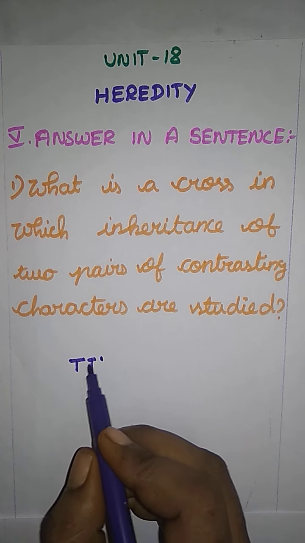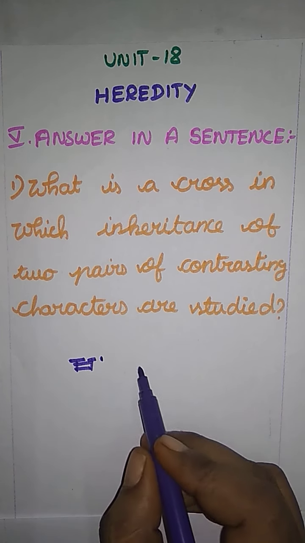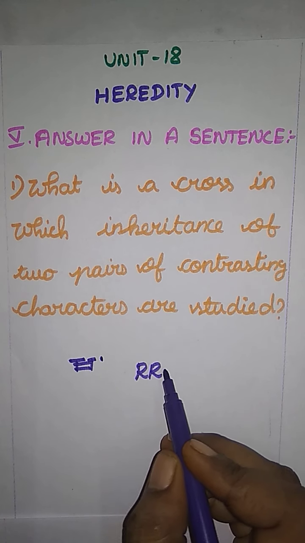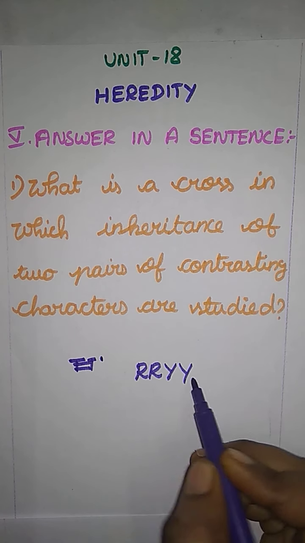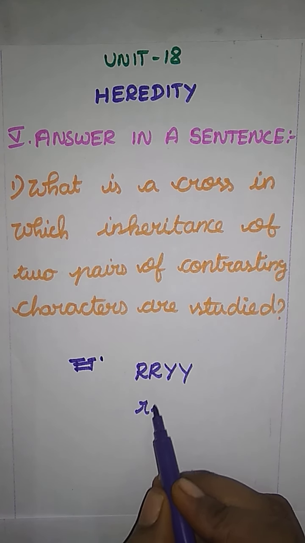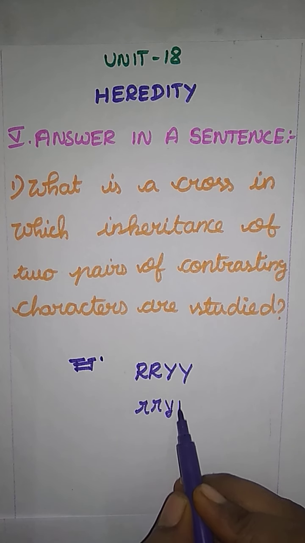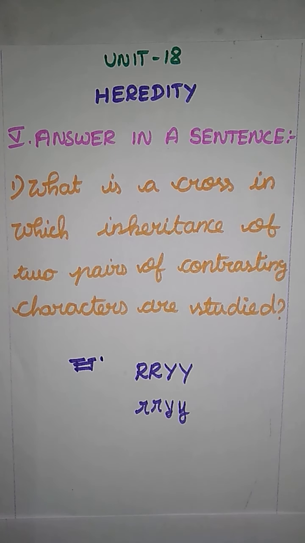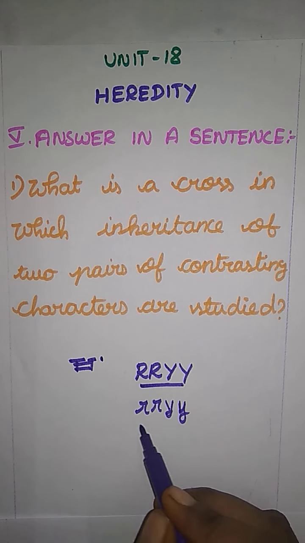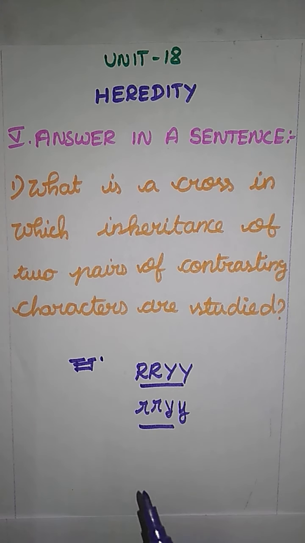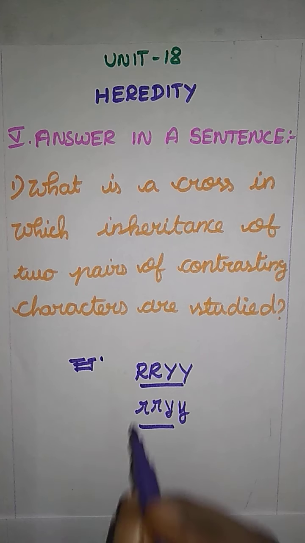We already studied the dihybrid cross. Round yellow seed and green wrinkled seed we have studied, right? So how many pairs are there? Two pairs of contrasting characters, meaning opposite characters. So this is called the dihybrid cross, since di means two.